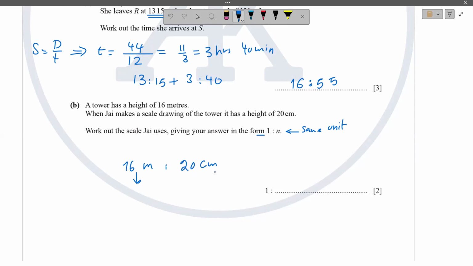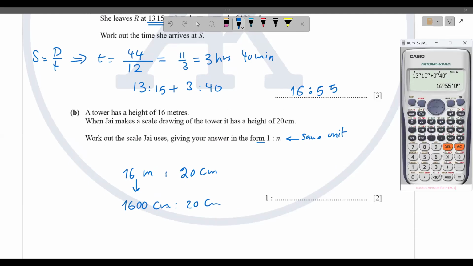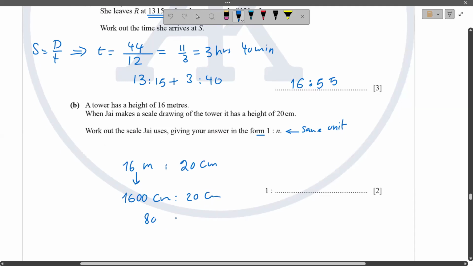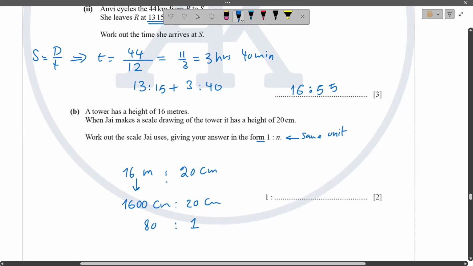So we need to change this or this. I'm going to change the meters to centimeters. So it's 1600 centimeters to 20. So here it's 1600 divided by 20, which is 80. So it's 80 to 1.